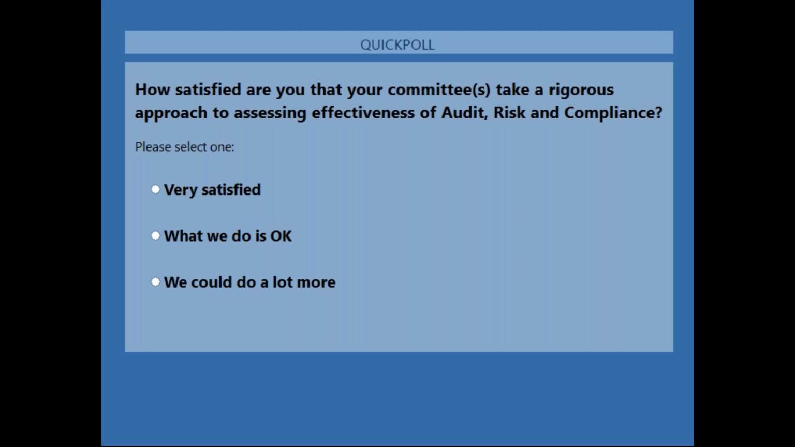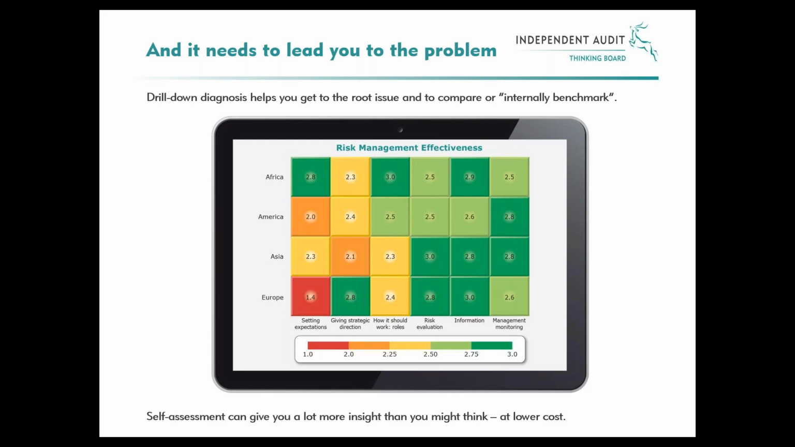Okay, the results are coming in. Thank you. Well, actually, this is quite reassuring. When we've run this sort of poll before, we've found that people's opinions change as we go through. But now, actually, 60% of you are satisfied that what you're doing is okay, and there's only about 35% of you feeling you could do a lot more. So that's good news. We're not here to try and poke holes in things. We're just trying to help if we can.